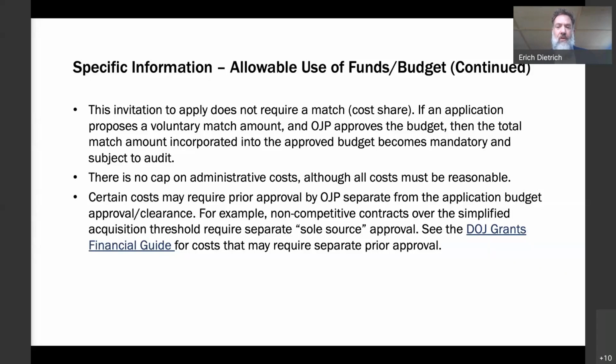For example, if you are proposing to use funds to enter into a non-competitive or sole source contract over the simplified acquisition threshold of $250,000, this would require separate sole source approval by OJP. The DOJ Grants Financial Guide has a list of costs that require prior approval.